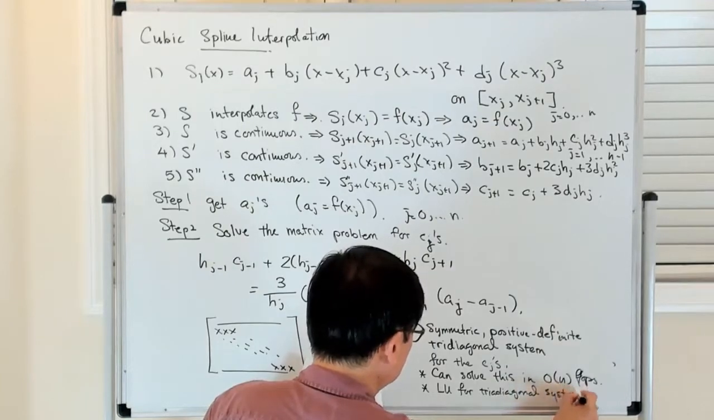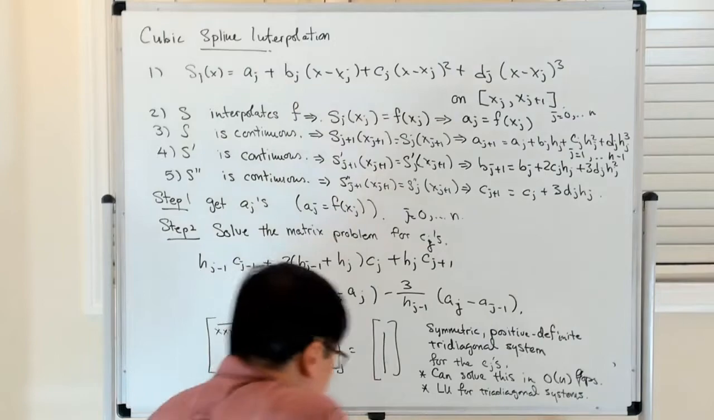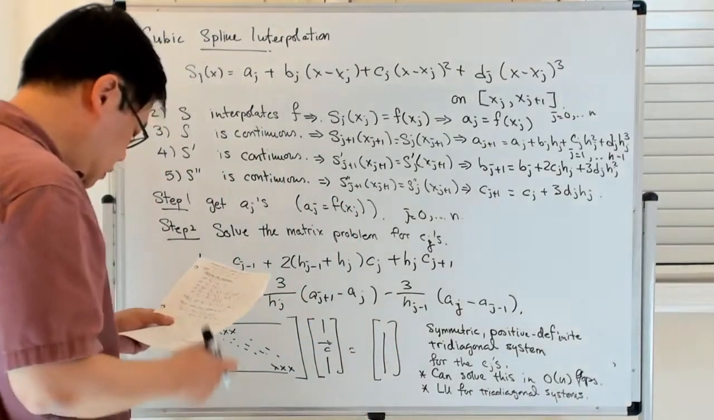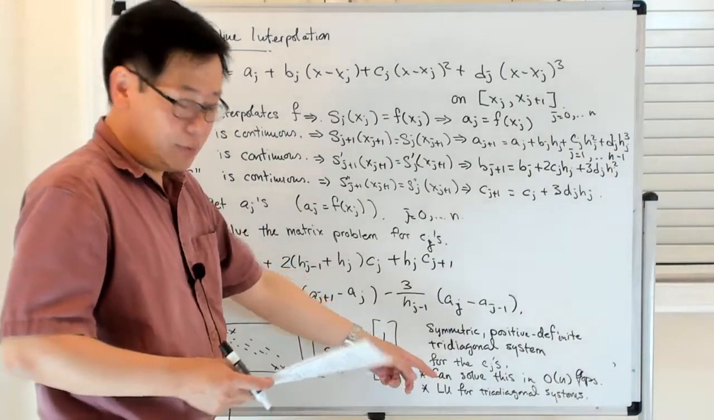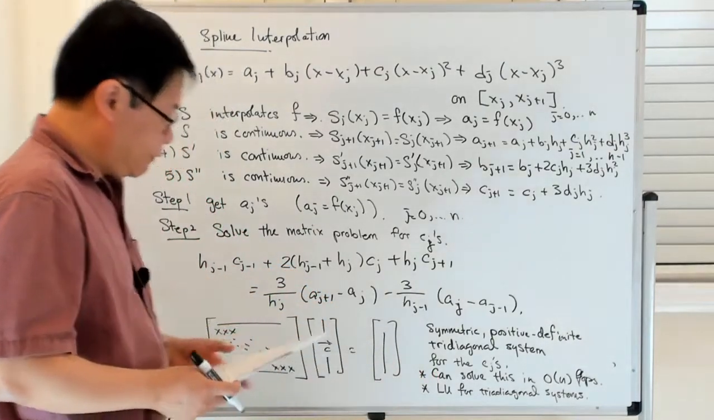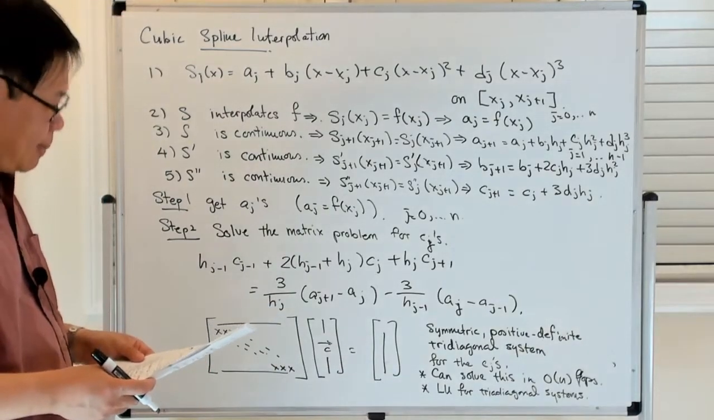In order to have this very, very efficient type of solution. Normally LU takes n cubed operations, so the fact that you only have this tridiagonal structure to that matrix is extremely important.